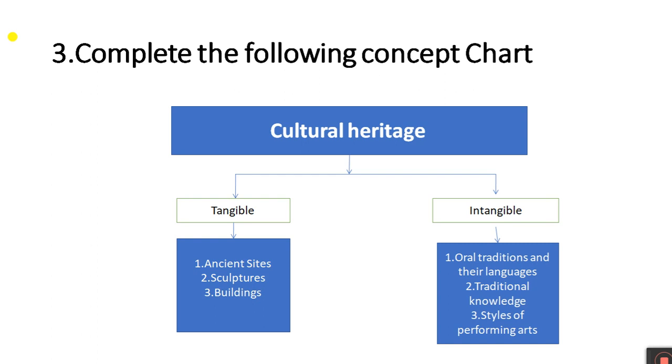Third one, complete the following concept chart. Cultural heritage. Two types of cultural heritage are the tangible and intangible. Tangible cultural heritage examples are ancient sites, sculptures, buildings, etc. Intangible cultural heritage examples are oral traditions and their languages, traditional knowledge, third one, styles of performing arts, etc.